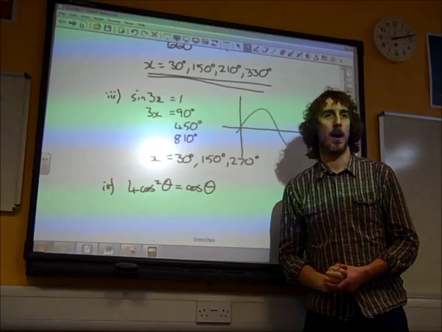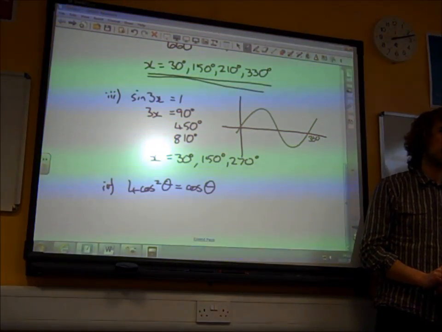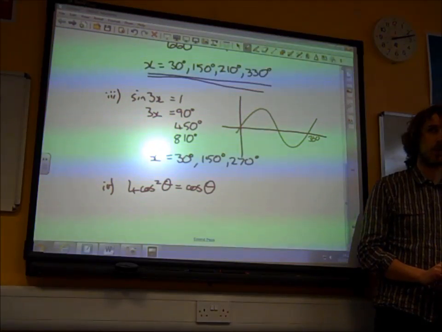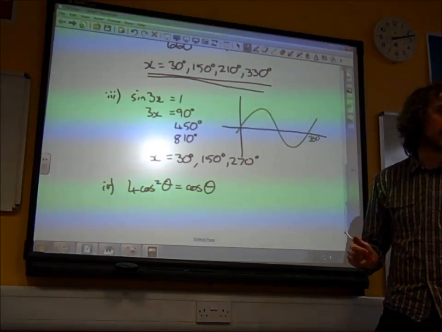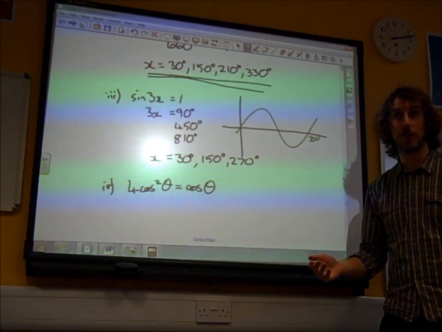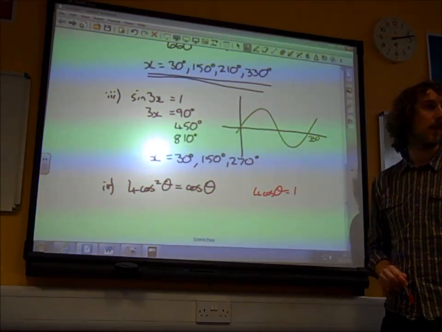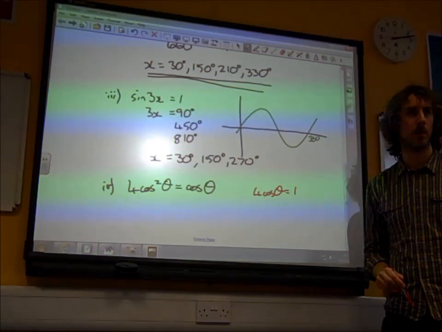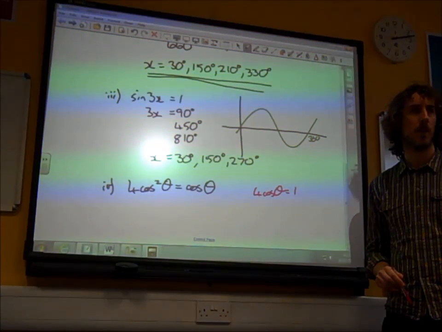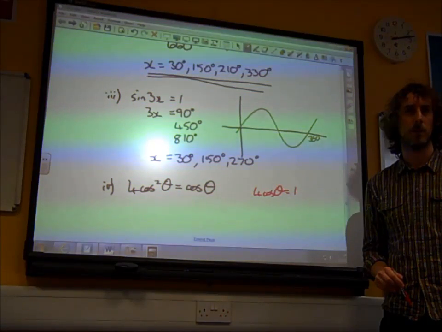Now, I hope that somebody did this wrong. Because a wrong first move would have been to say, aha, let's divide through by cos theta and get rid of the cos theta from there and say 4 cos theta equals 1 and solve it from there. Why would that be a wrong move? Why can't we just divide through by cos theta? Seems sensible.